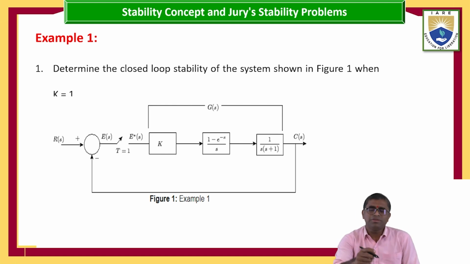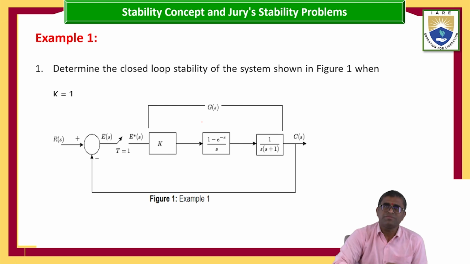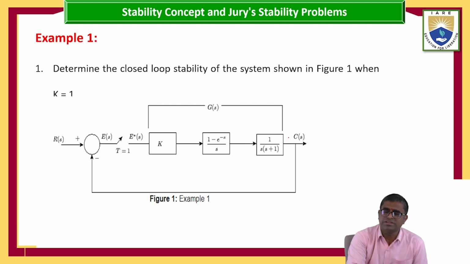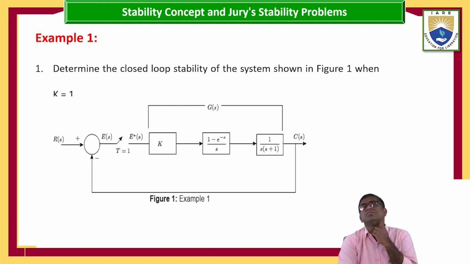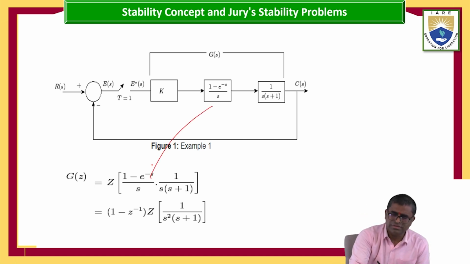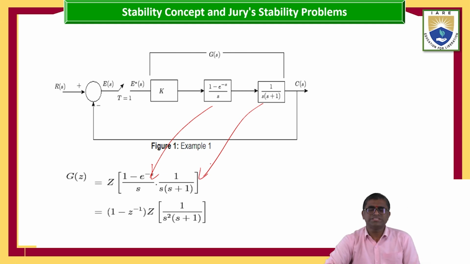And they also give G of s, which is the forward path, cascaded with the second function. So we have to find the stability of this system. For that, first of all I take the Z transform of the total system. The first one is this one and the second one is this one, so find the Z transform of these systems.